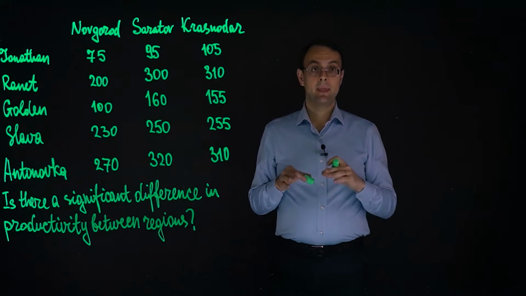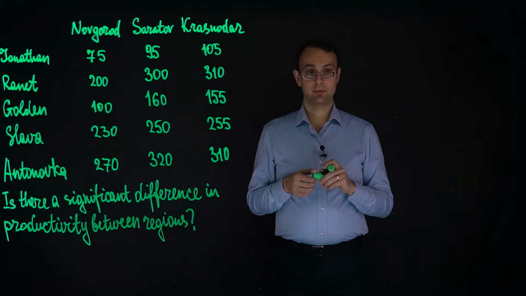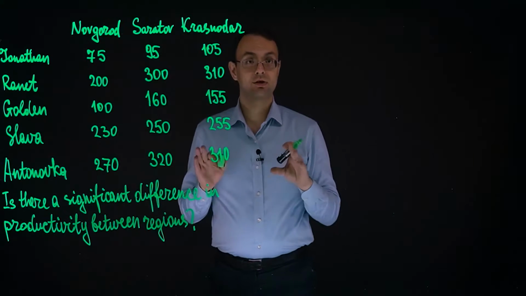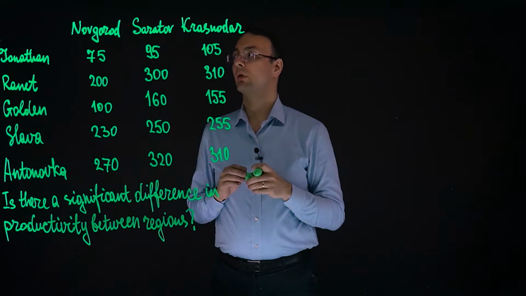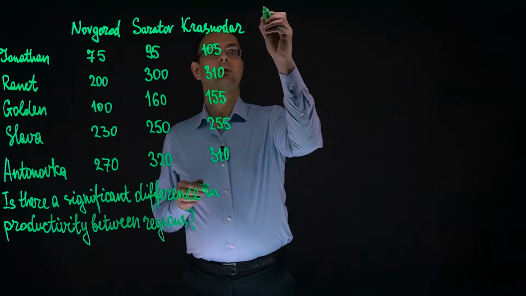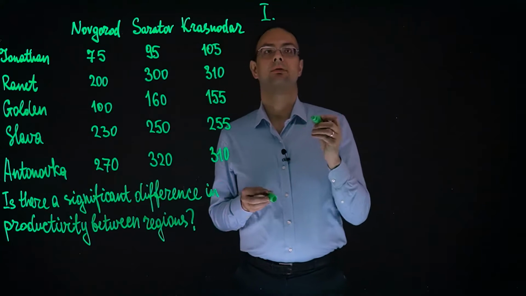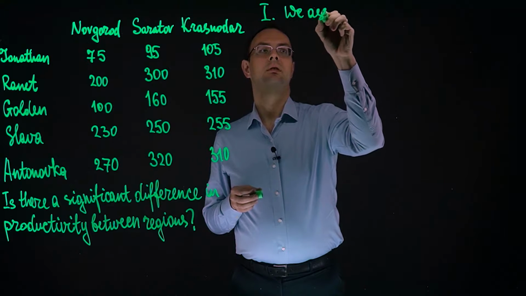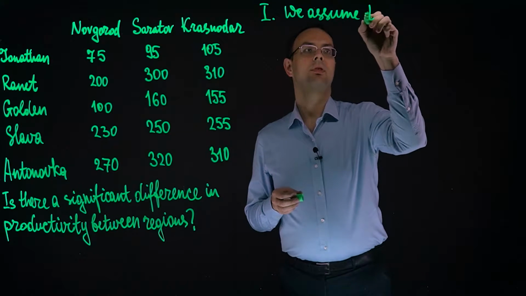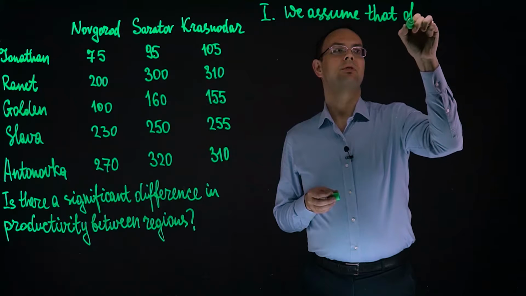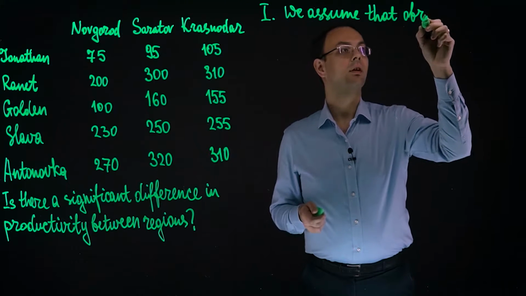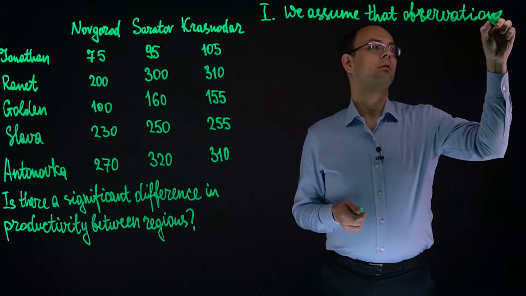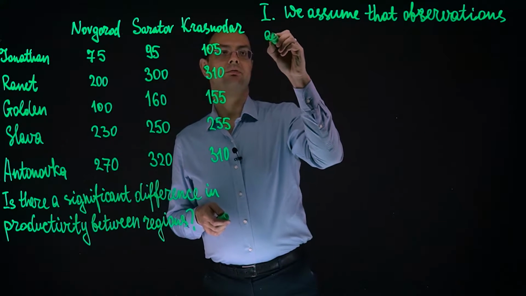So, as in the previous problem, let us solve this assuming normal distribution of the response first. So, using the Fisher's test, we assume that observations are normally distributed.